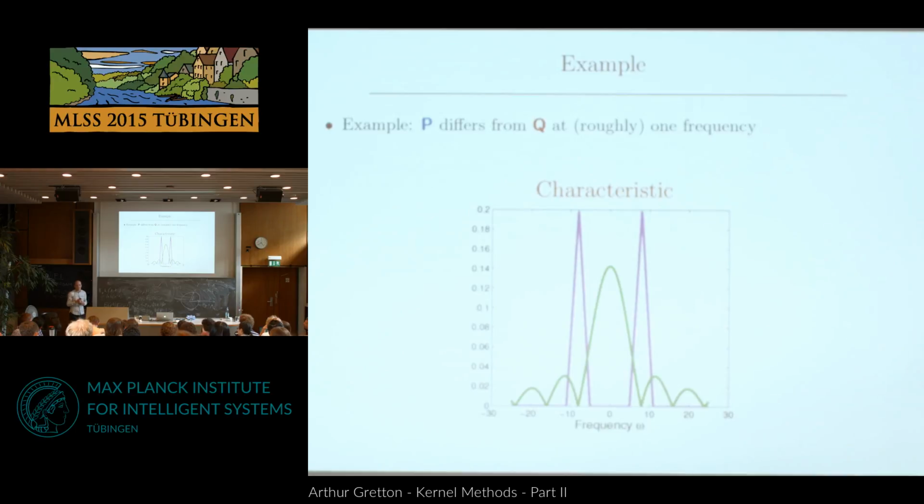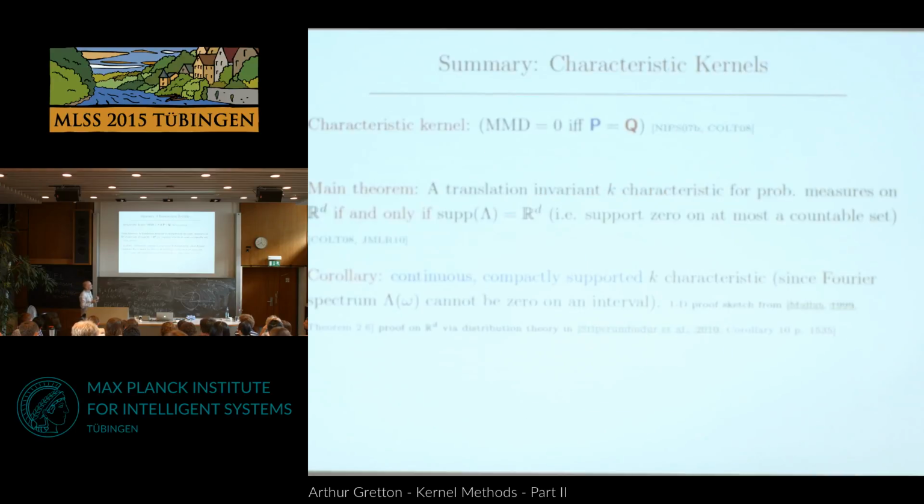But to me this is quite a surprising result, because a kernel with compact support doesn't even see the whole domain, it only sees locally. But that's enough to tell distributions apart. So are there questions about this characteristic property, or is that clear?